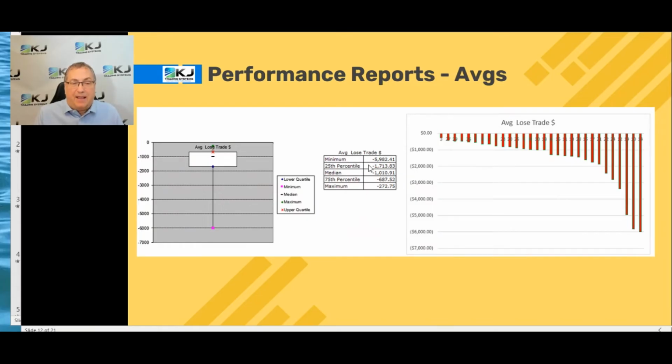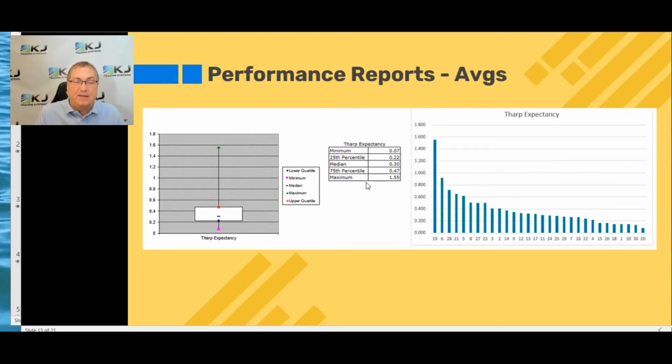So it's backwards because it's a negative number, but about $700 to about $1,700 are half of my average trade for losers. That's where they fall. So you can see my average winners are bigger than my average losers, and I'll show that in a second.